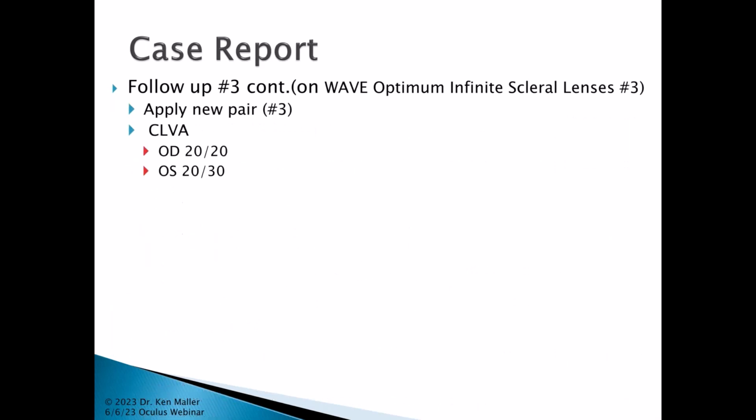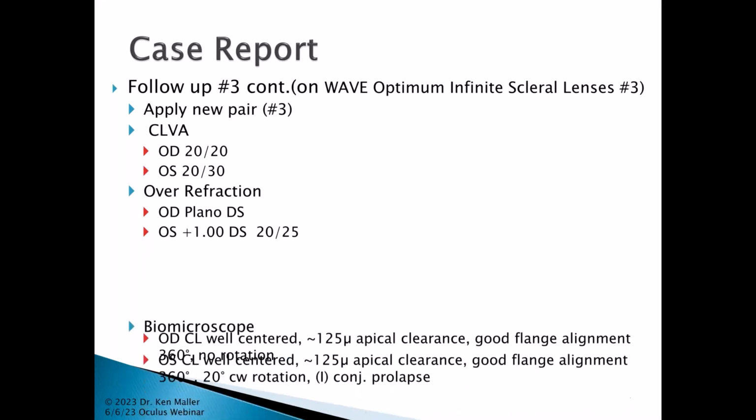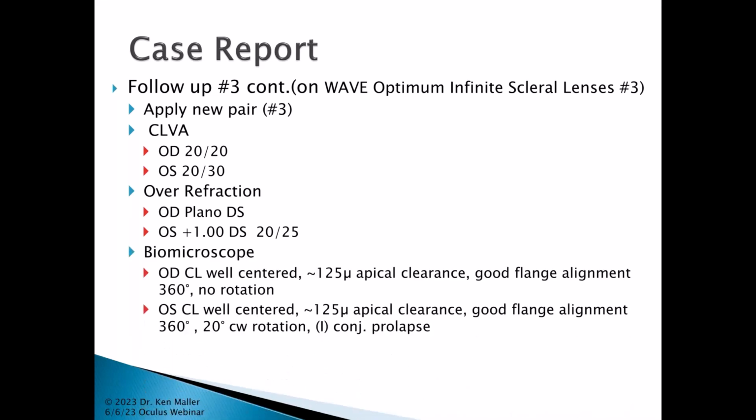I went ahead and applied the new pair of lenses. Right eye was right on 20/20. The left eye was at 20/30. And again, for some reason, she took additional plus on that. That got it to 20/25. The lens looked really, really good on the right eye. The left eye, the only notable thing was I saw the conjunctival prolapse because it was there from the lens I had just taken off.